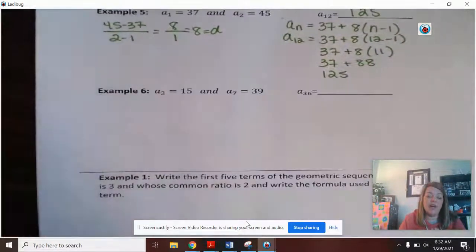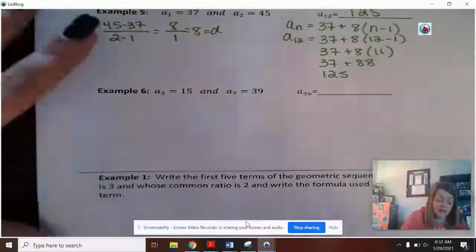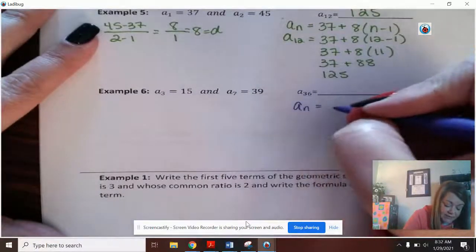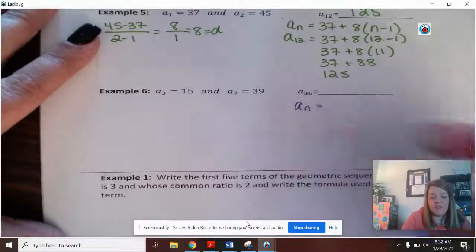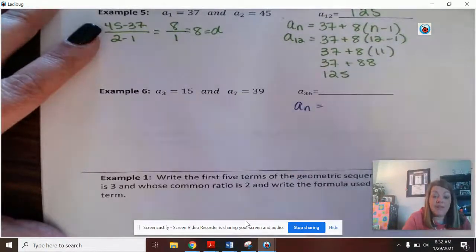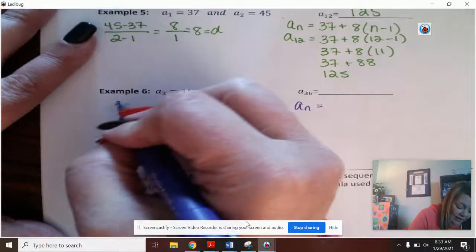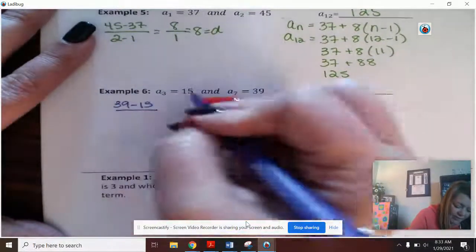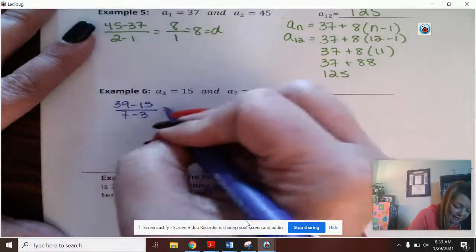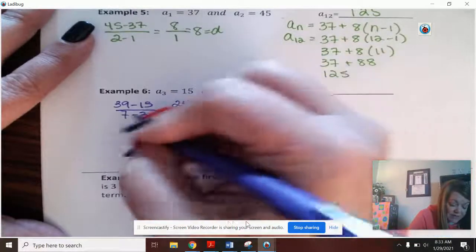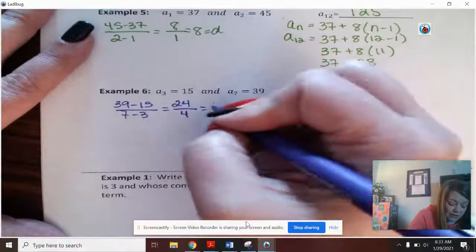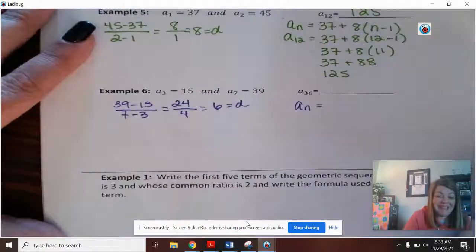Example number 6, I've got the third term and the 7th term, but I know I need the first term and d. So my formula needs the first term and d to be able to figure out what the 36th term is. Well, I can find d. D is pretty easy. 39 minus 15 over 7 minus 3, okay? 39 minus 15 is 24. 7 minus 3 is 4. That gives me 6. So there's my d.